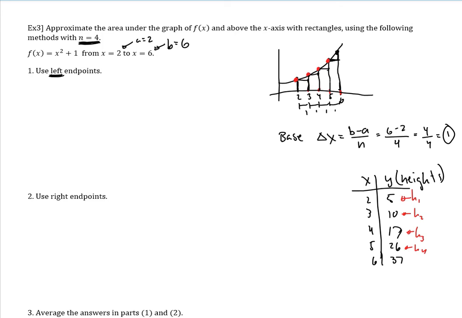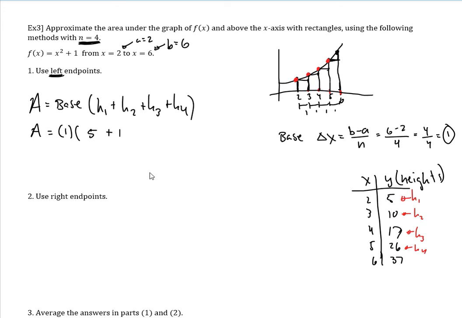Okay, so now, all of this to the side is eventually leading us to this area, and I'm just going to use capital A for area. And all it is, again, is the base, I'm going to write it in words again, times the heights of each rectangle. So I'm going to use h1 plus h2 plus h3 plus h4. And then now let's plug those in. Okay, so I use the base. The base is just 1 in this problem. And then our heights, well, I have them labeled there, 5, 10, 17. So 5 plus 10 plus 17 plus 26.